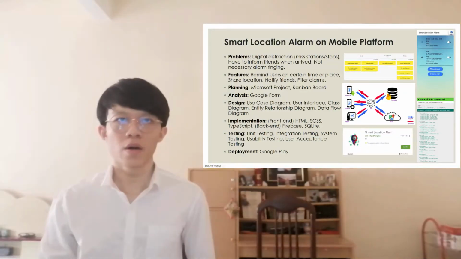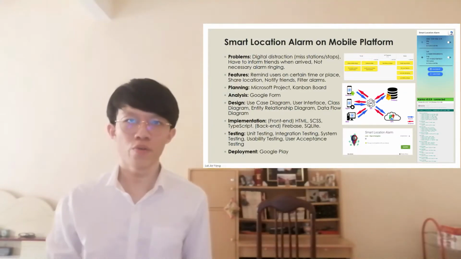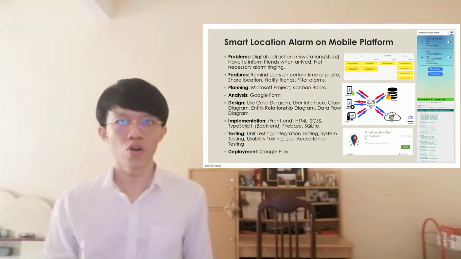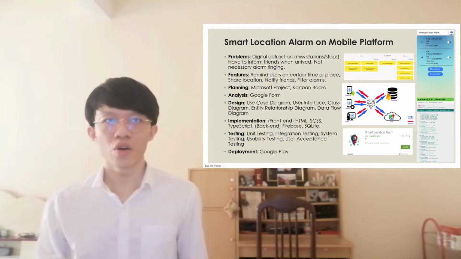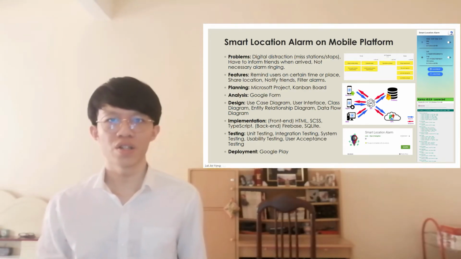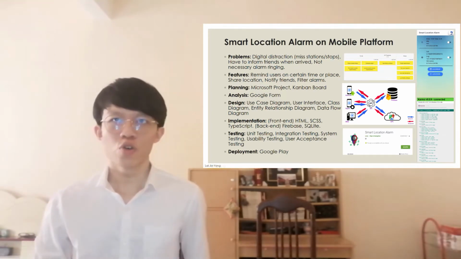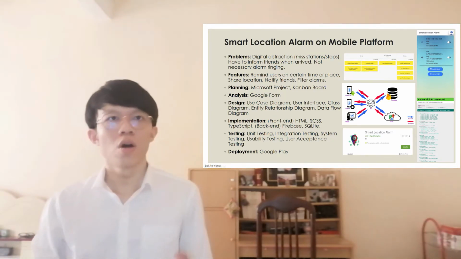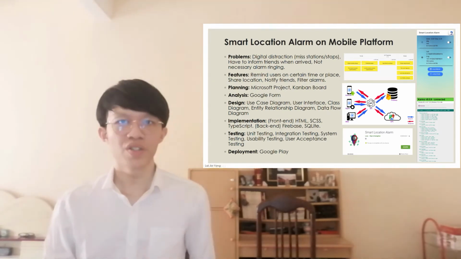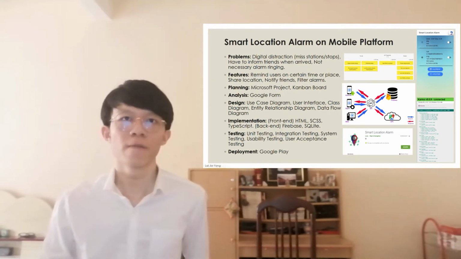Nowadays, most people are paying more attention to their mobile phones than their surroundings. This phenomenon is called digital distraction, and it causes some people using public transport to be more likely to miss their stations or stops. There are also people who just want to take a nap on public transport, so they also risk missing their target locations.